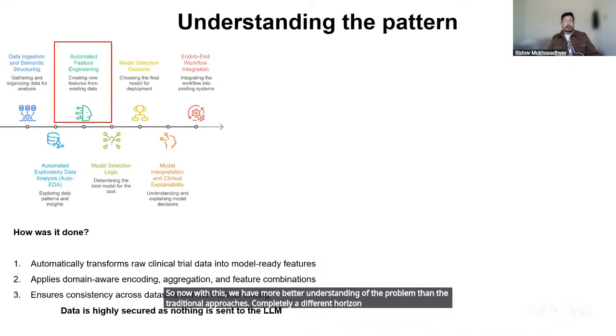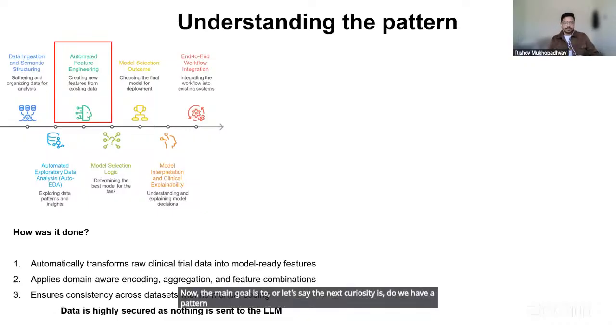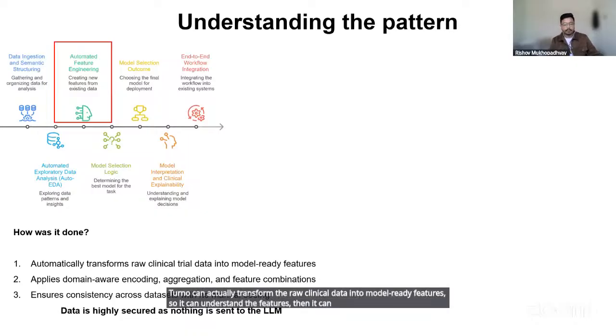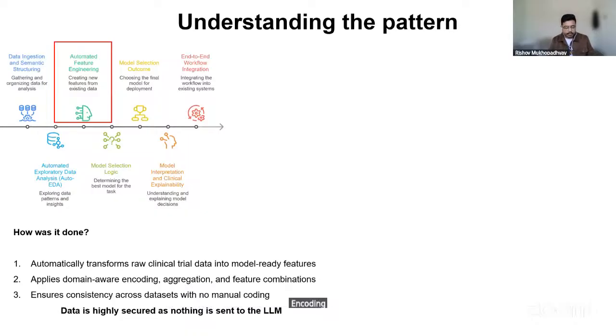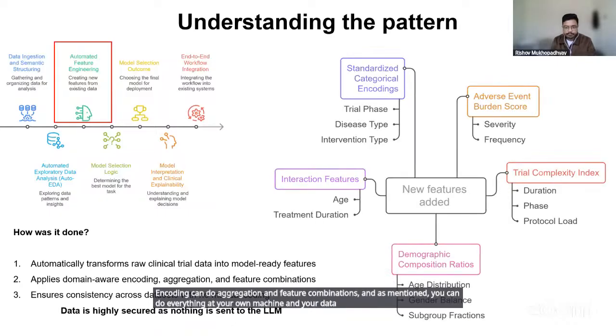Now, the next curiosity is, do we have a pattern in this system? If we can understand why patients are actually dropping out, and if there is a pattern that we can identify beyond human capability. So Turno can actually transform the raw clinical data into model-ready features. It can understand the features, then do some encoding, aggregation and feature combinations. And as mentioned, you can do everything on your own machine, and your data is completely safe.